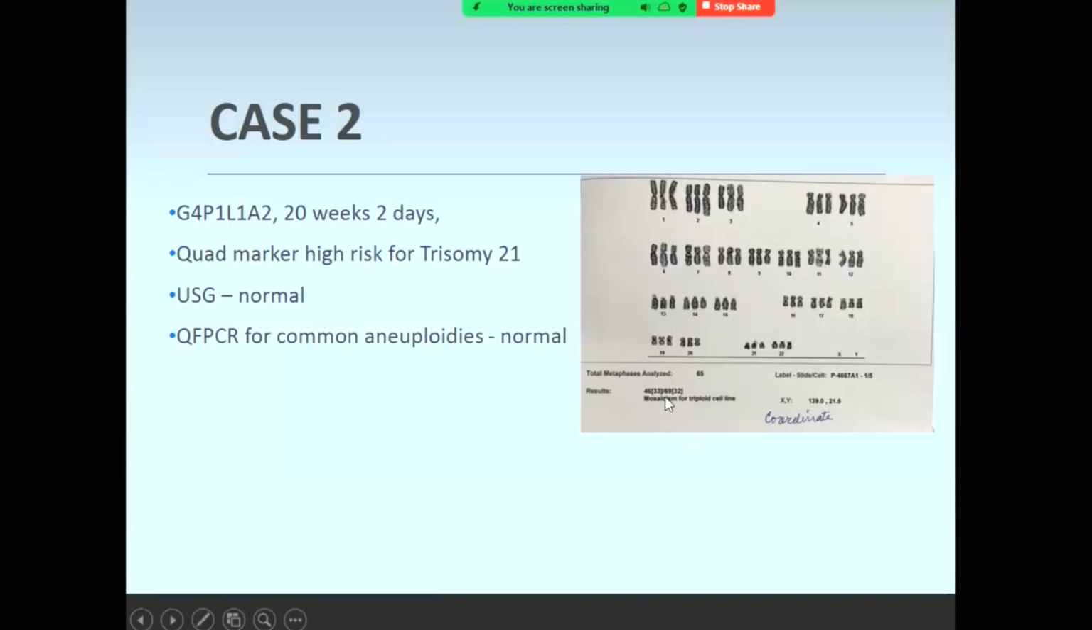We have counted around 65 cells, and out of these 65, 33 have 46 chromosomes and 32 have 69. So this particular patient had mosaicism for triploidy. So now, what to counsel?